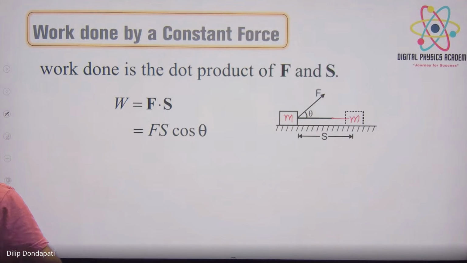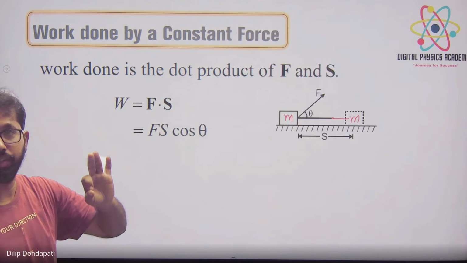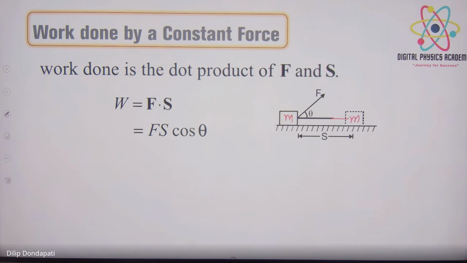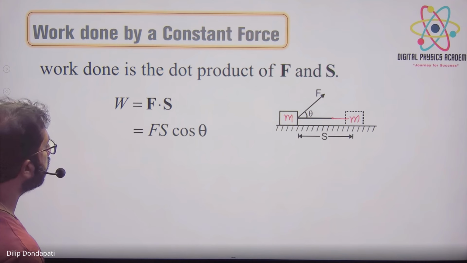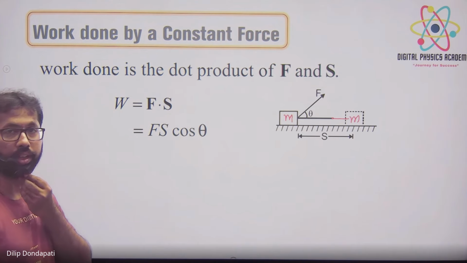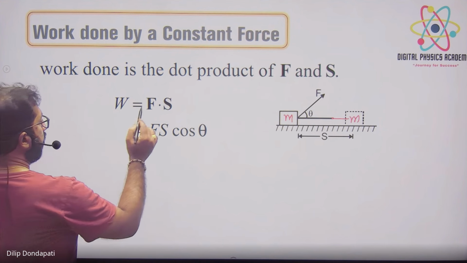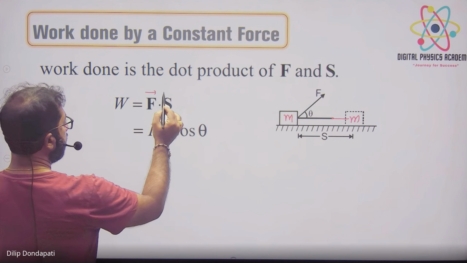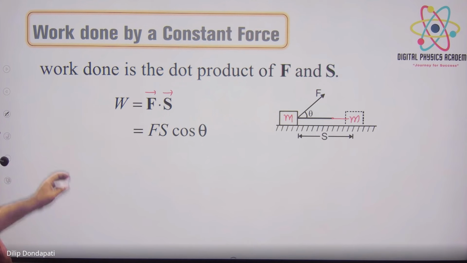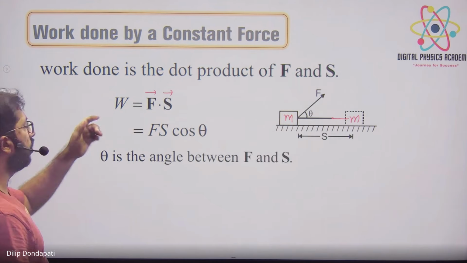So this formula is useful only for a constant force. F is a constant force, like I have given 10 Newton, 20 Newton. So work done is a dot product of force and displacement. Is it a scalar quantity or vector quantity? It is a scalar. Why? Because force is a vector and displacement is a vector, and the dot product will always be a scalar. And the SI unit is joules.